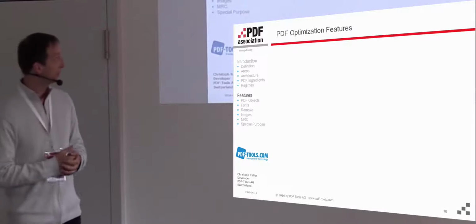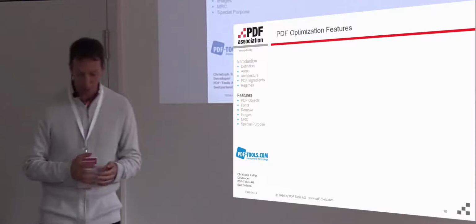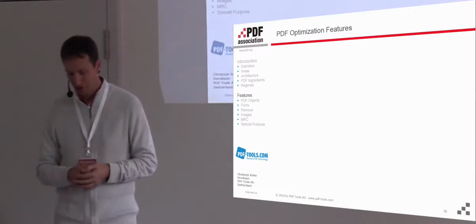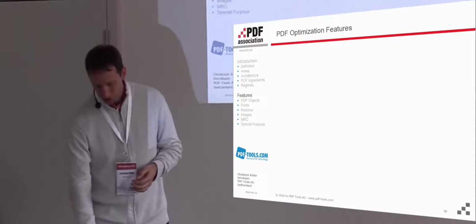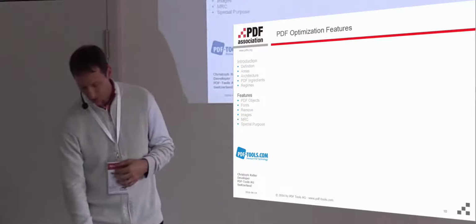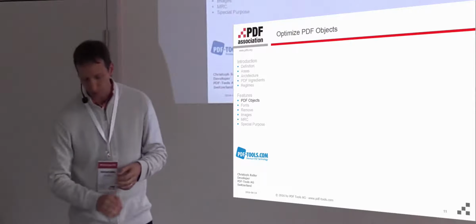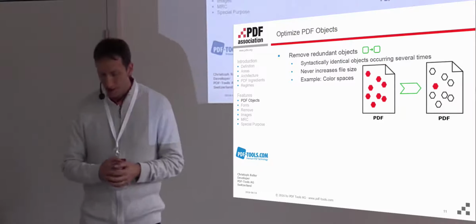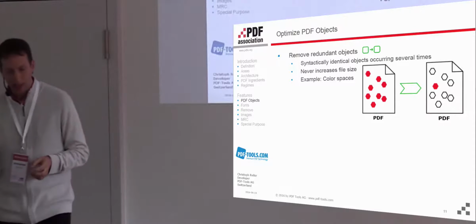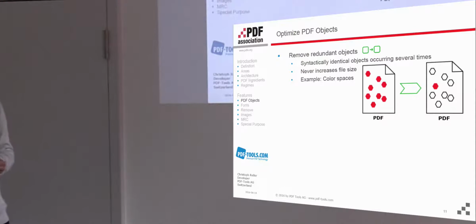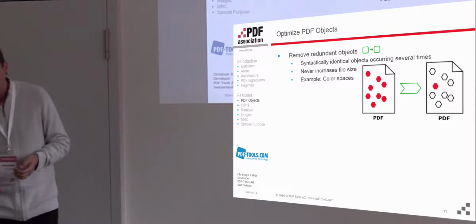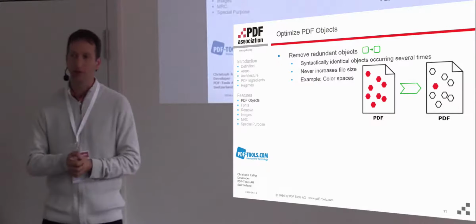Now comes the second part, a little bit more technical part, in which I go through all the possible things that you can do when optimizing a PDF for a certain application. I start with PDF objects. I guess all of you know that inside PDFs you have these indirect objects. They can have streams attached to them, and these indirect objects can be referenced.